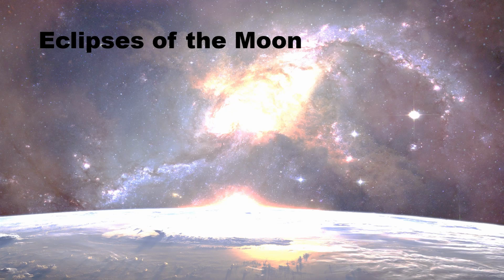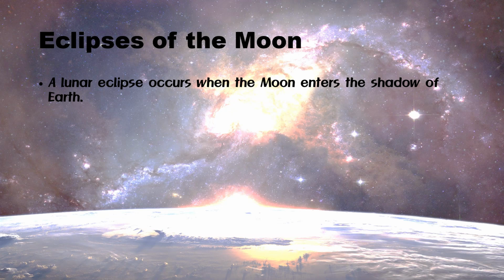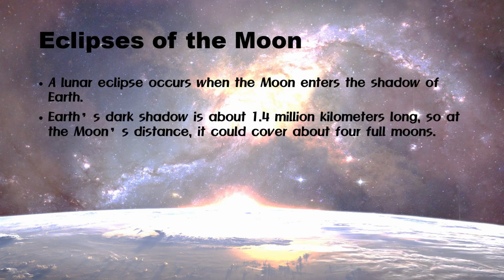Now, of course, that was the eclipses of the sun, but what about the eclipses of the moon, those lunar eclipses that we had talked about? A lunar eclipse occurs when the moon enters the shadow of the Earth. So instead of the moon blotting the sun, now it's the Earth blotting the moon. Just as the moon casts a shadow, the Earth also has a shadow. Its dark shadow is about 1.4 million kilometers long, so at the moon's distance, this covers about 4 full moons.